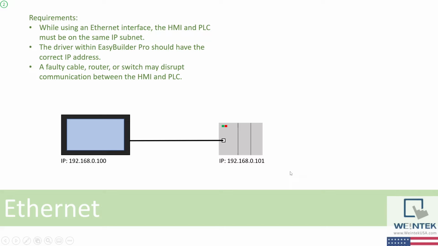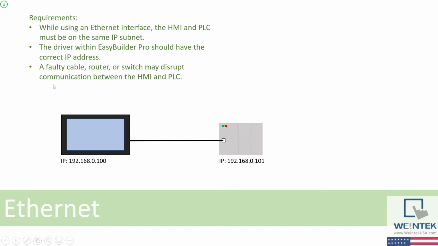If you're using an Ethernet interface within your application and the HMI cannot communicate with the external device, the first item that you should check is the HMI's network configuration. The network configuration refers to each component, both virtual and physical, that allows the HMI to communicate with the external device. An invalid network configuration will undoubtedly cause communication between the HMI and external device to fail. The HMI and PLC need to be on the same IP subnet in order for communication to take place. In addition, you need to ensure that the driver within your project has been configured with the correct IP address.